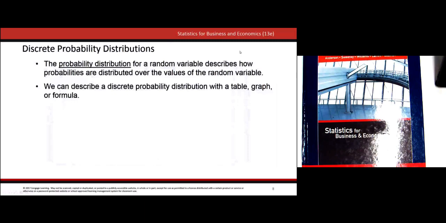Now the random variables are a numerical description of the outcome of an experiment. And the probability distribution for a random variable describes how probabilities are distributed over the values of the random variable. So the sum of the probabilities for all values of the random variable must be 1. So this probability distribution shows how to distribute the total probability of 1 among the values of the random variable.